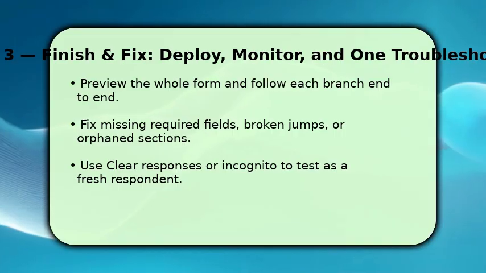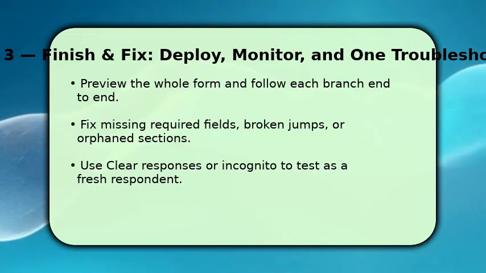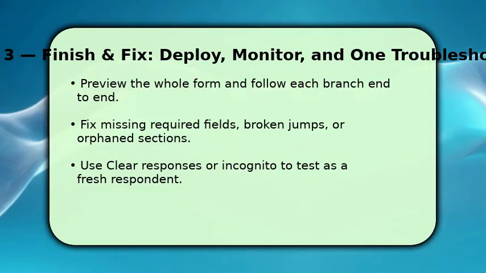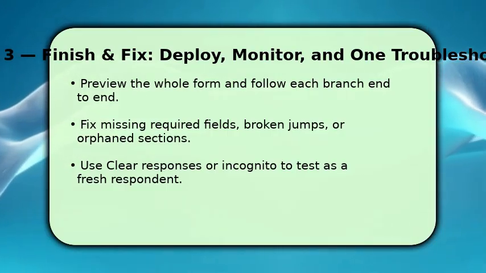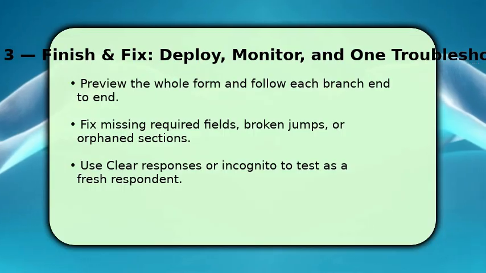Once done, publish and share the link. If something goes wrong, clear your test responses or open an incognito window to replicate a fresh respondent. Often cached answers or editor view cause errors. Finally, update section titles and descriptions if testers report confusion, because clarity reduces drop-off.